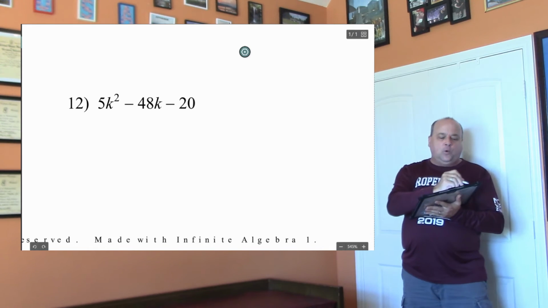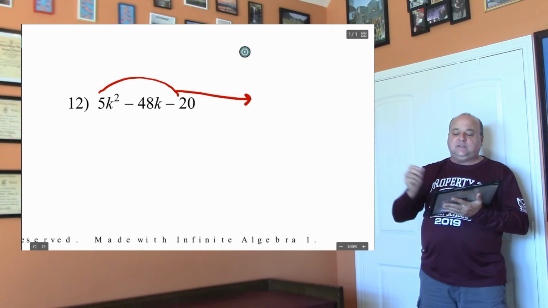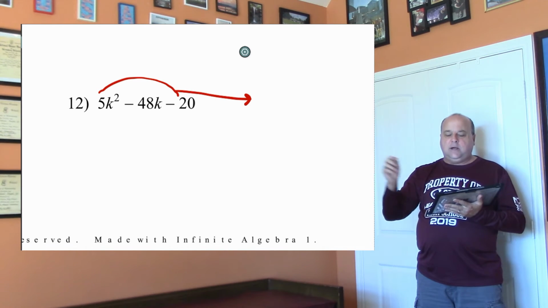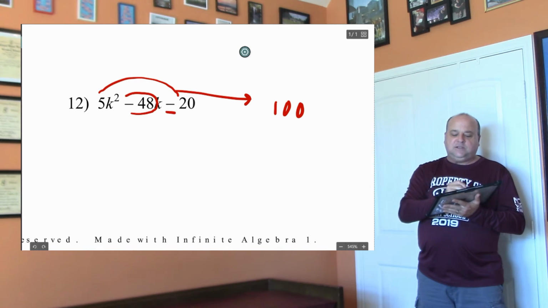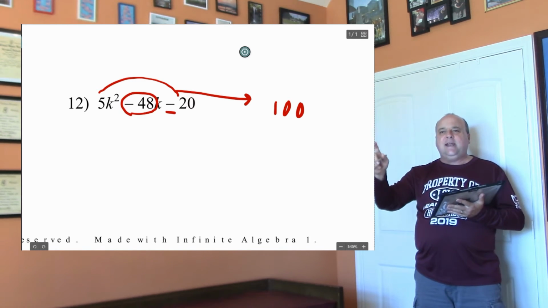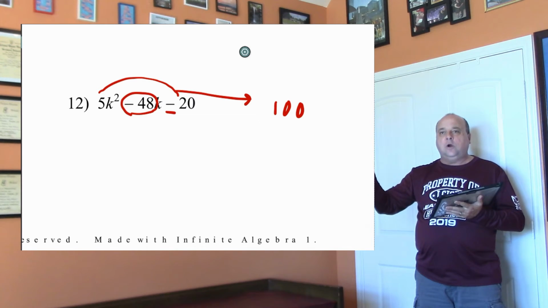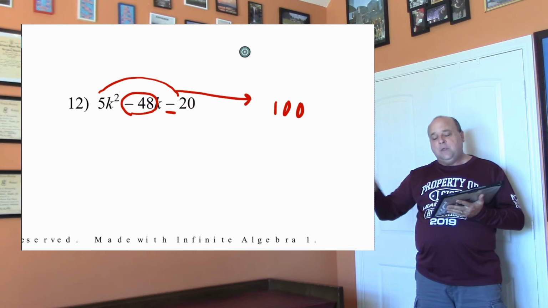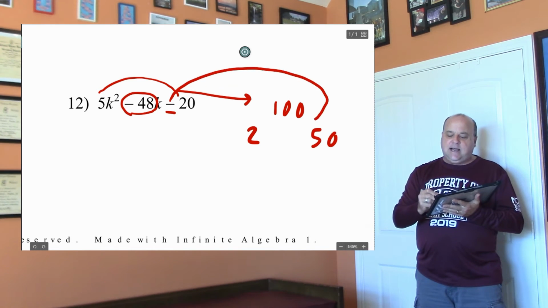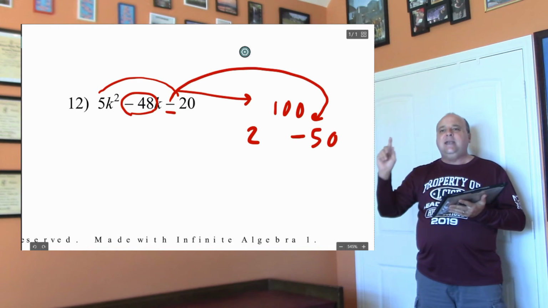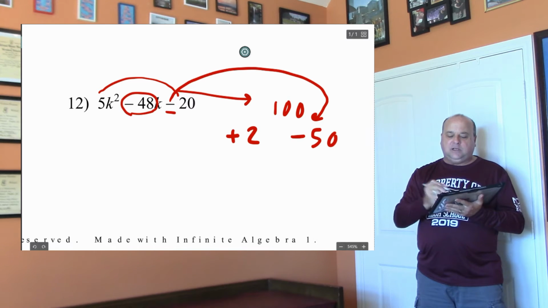So on the last 4, these were the harder ones we did, right? We're going to multiply the A term and the C term. 5 times 20 is 100. Now I want to subtract the factors of this and get 48. So what can I multiply to get 100, subtract, get 48? 1 times 100 doesn't work. 2 times 50, the 2 and the 50 are going to work. That last sign goes to the biggest factor. Negative 50. What do I do to negative 50 to get a negative 48? I got a plus 2.